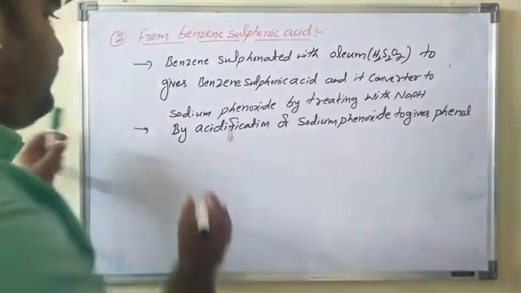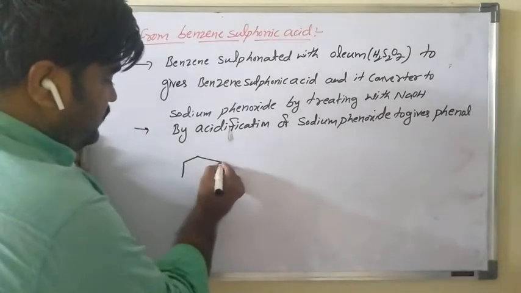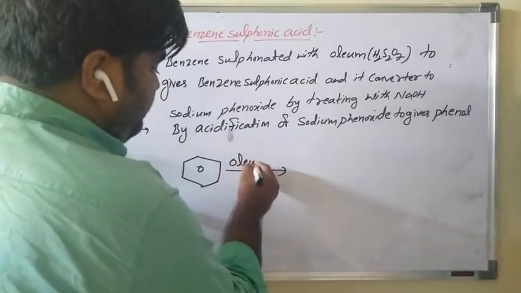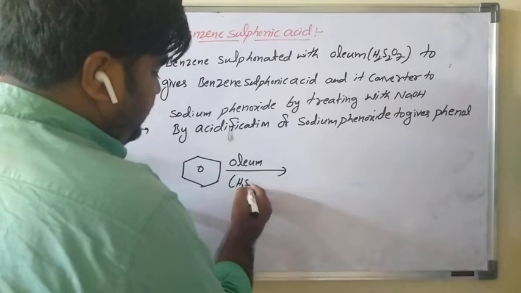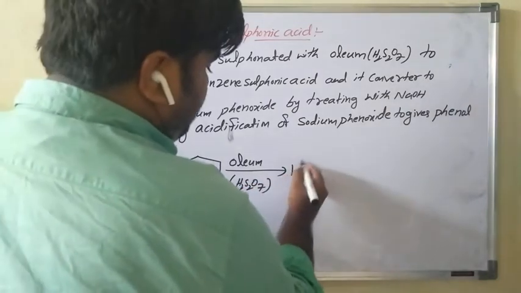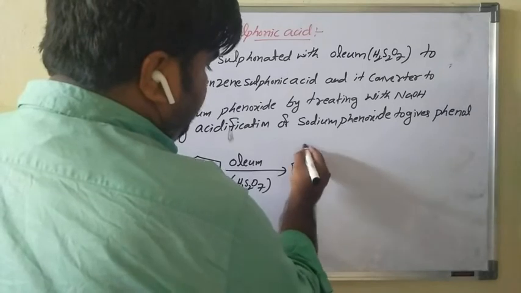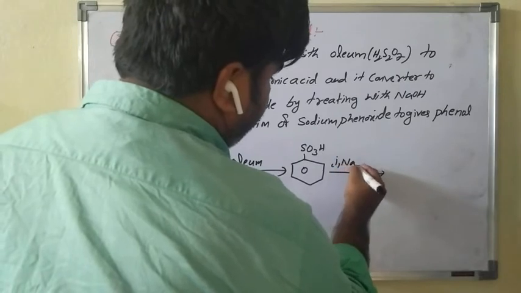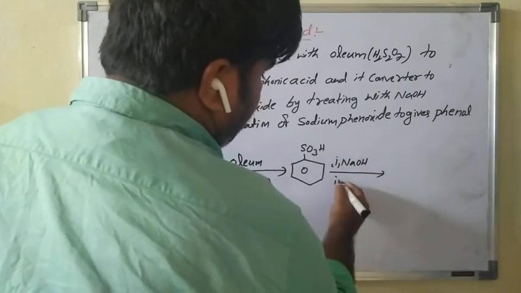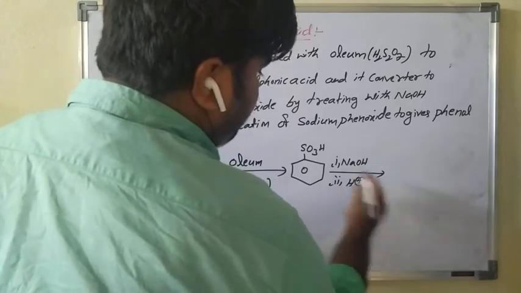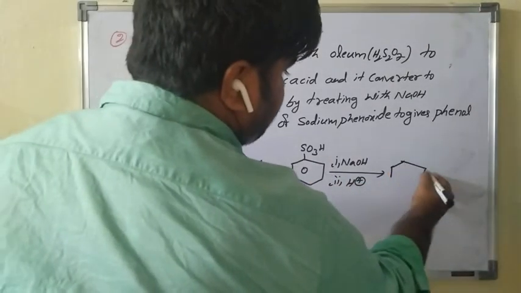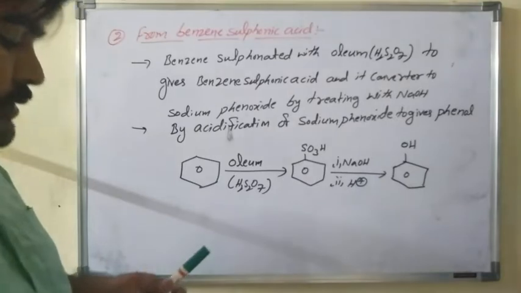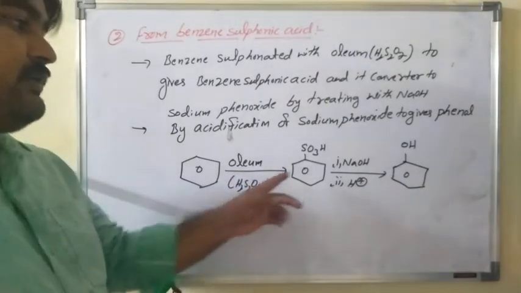See, let us see this equation. Benzene treated with oleum, H2S2O7, gives benzene sulfonic acid. Then I will write the direct step only. First, sodium hydroxide gives sodium phenoxide, then acidification, meaning acidic medium, gives phenol. Is it clear? Okay. So benzene is treated with oleum, giving benzene sulfonic acid.